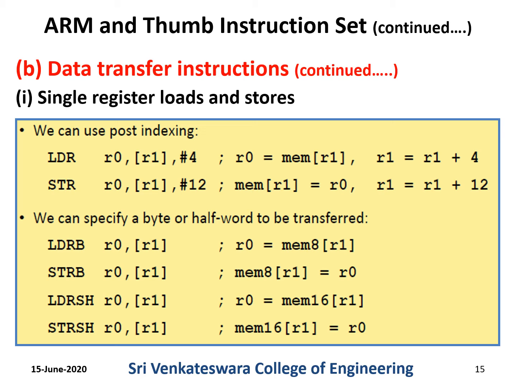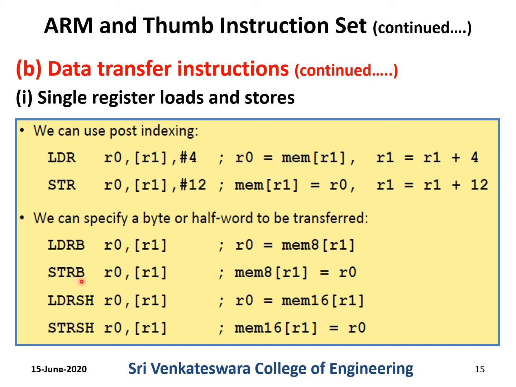There are also instructions which can access bytes and half words. B is used to denote that a byte is accessed, and SH is used to denote that a half word is accessed. So LDRB R0, R1 will load the 8 bits present in the memory location pointed by R1 into the register R0. The data from the memory location in R1 will now occupy the least significant 8 bits in the register R0.